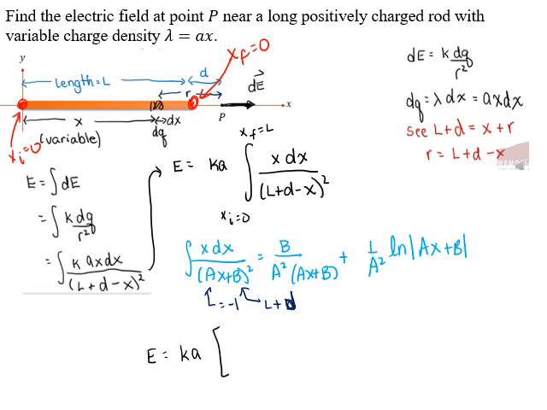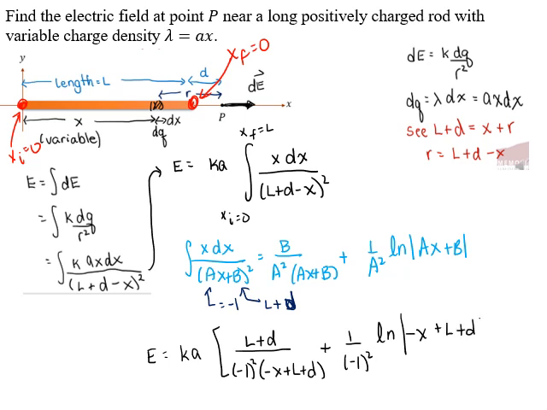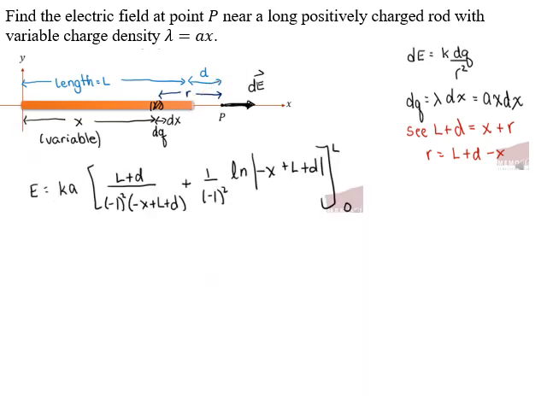Let's fill in all of our terms here. So we've got b, which is L plus D, in the numerator, divided by a squared, minus 1 squared, times (a x plus b), so minus x plus b, which is L plus D. And then we're adding 1 over a squared times the natural log of (a x plus b), which is minus x plus L plus D, and then this all has to be evaluated from 0 to L. Let's keep going now. For our first step, we'll recognize that minus 1 squared is just 1, so we don't have to fuss about those.